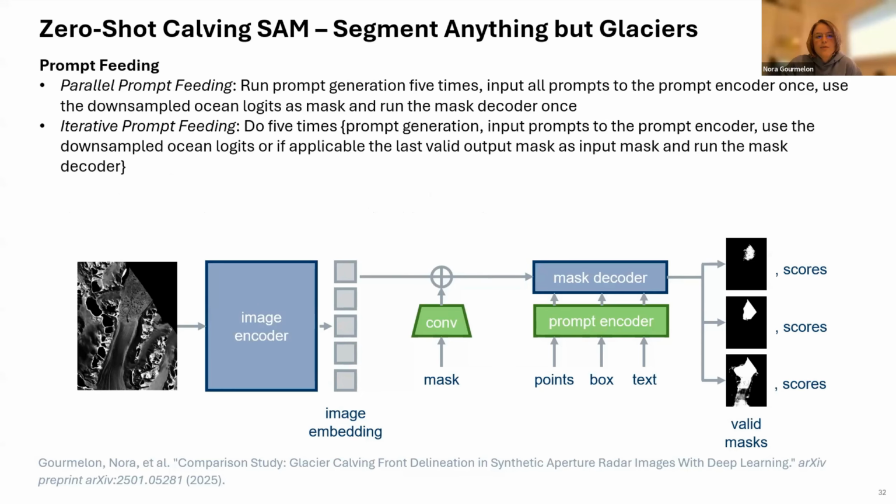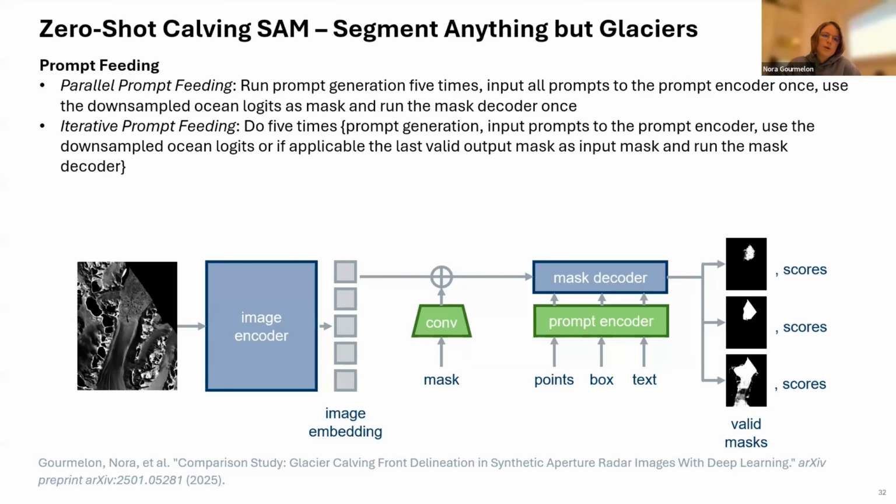And then for prompt feeding, we devised two different techniques. One we call parallel prompt feeding, where we just run this prompt generation that I just explained 5 times and input all of these prompts to the prompt encoder at the same time. And as mask prompt, we use the downsampled ocean logits. And then we run the mask decoder once to get the output.